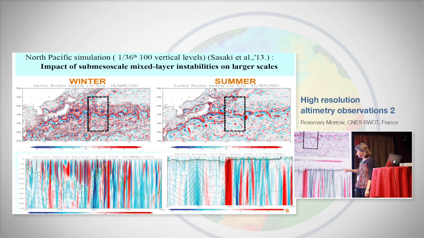Green is the surface mix layer. You can see in summer there's hardly any activity in the surface mix layer. All the activity is below, whereas in winter the surface mix layer is much deeper, and you get very strong vertical velocities occurring within the surface mix layer, but also continuing down deeper into the ocean. So if we think of sea surface height integrating everything, we will be picking up all of these signals that are at very fine scales.